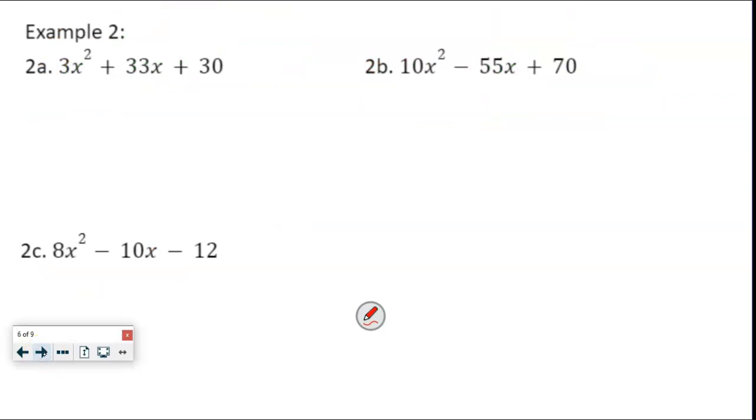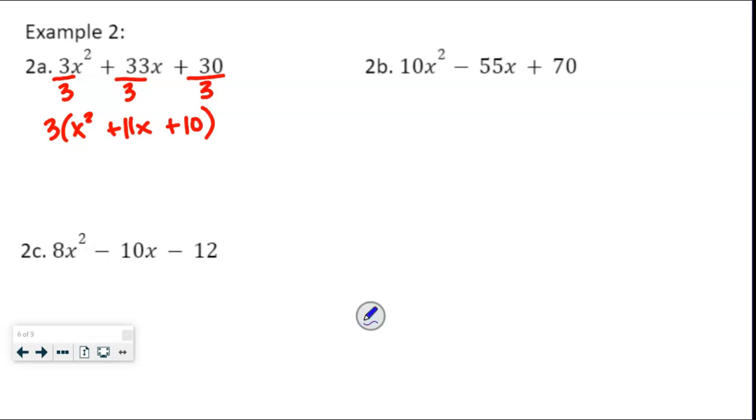So now let's take a look at our next set, right? So what is the GCF in 2a here? Here we have 3. So I'm going to divide everything by 3. So here I've got 3, 3, and 3. So now this becomes 3 times x squared plus 11x plus 10. Go ahead, try this one on your own. Let's see what you get.